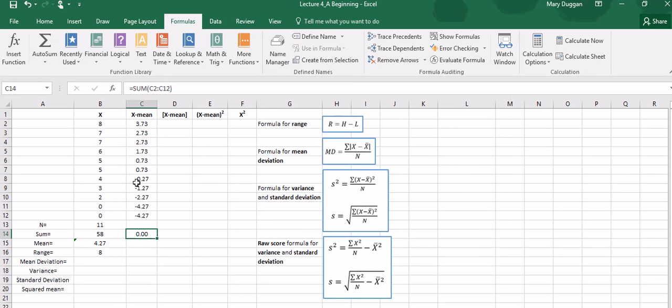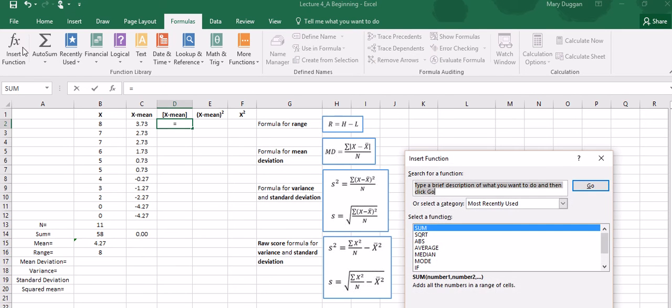So we have to somehow get rid of the negative signs, and there are a couple of ways to do this. The first way is to find something called absolute values. Absolute value is another way of saying eliminate the negative sign. And there's actually an Excel function for absolute value. And so I want to find absolute values for these numbers. I'm going to put an equal sign. I'm going to insert a function. I'm going to type in absolute.